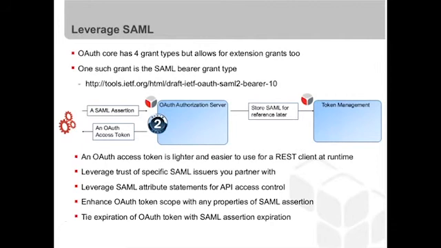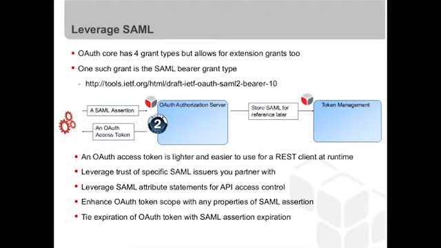For the client application, having an OAuth access token is much lighter weight, and it's much easier to use for REST interaction at runtime. An average SAML assertion could easily be 4 kilobytes. XML is very verbose. SAML assertions have XML digital signatures in them, so that's much too heavy to integrate as part of a REST client.